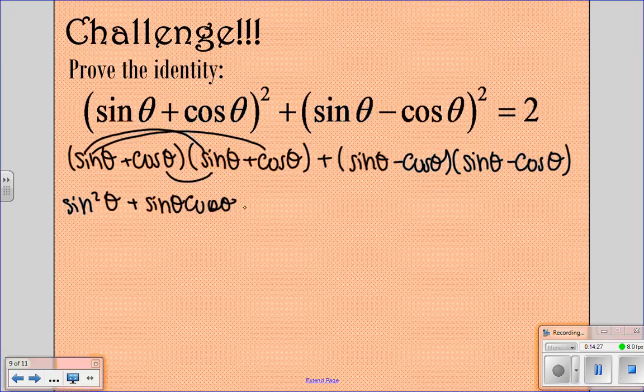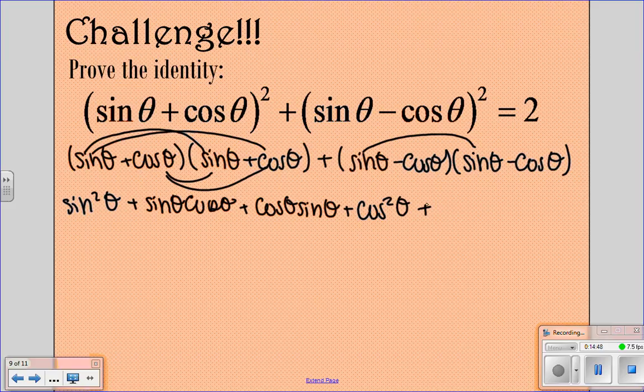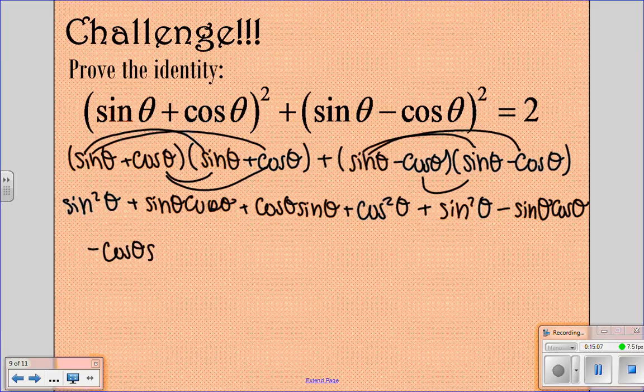Then we're going to have cosine times sine. So plus cosine theta times sine of theta. And then we have cosine times cosine, so that's cosine squared theta. And then we're going to do the same thing here. Sine times sine is going to be sine squared of theta. Then we have sine minus cosine, times a negative cosine, so minus sine of theta cosine of theta. Then we have negative cosine times sine. So I'm going to come on to the second line. Negative cosine theta times sine of theta. Then we have negative cosine times negative cosine. So that's a positive cosine squared theta.